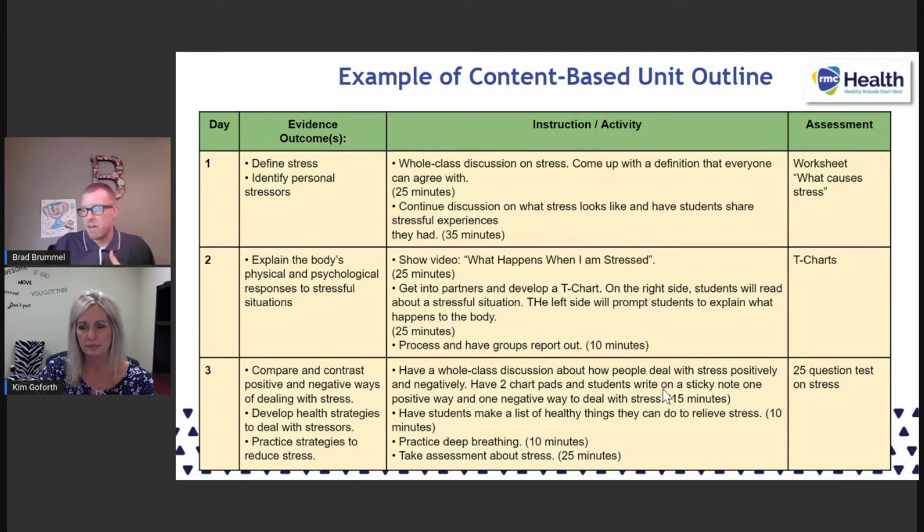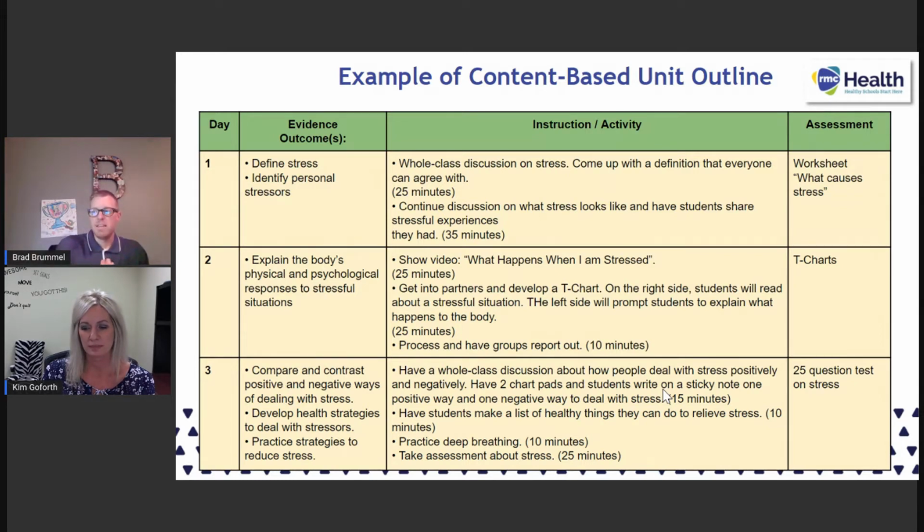Students are making a list of healthy things they can do to relieve stress. So they're making a list. And then for 10 minutes on day 3, they're going to practice deep breathing, and then they're going to finish with taking an assessment. So a couple things to highlight here. The only time I saw them actually practice a healthy management behavior was for 10 minutes to practice deep breathing.